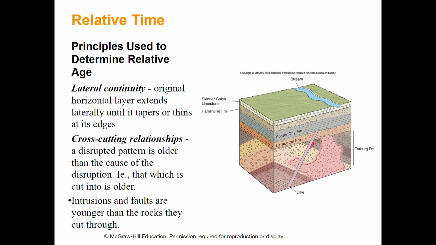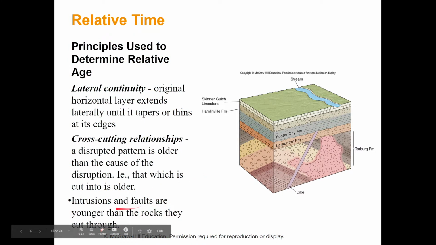Imagine if this dike actually went all the way to the surface, right? It wouldn't just keep on going. It would ooze out onto the surface and you get a volcano or something. So these things happened later. There was probably some erosion right here that brought it down to this level, and you put sedimentary rocks in later. But that's that statement: that which is cut into is older. So this is cutting into this other stuff, therefore it's older than that.